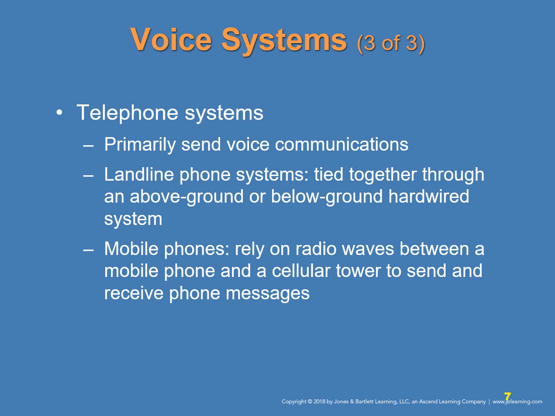Telephone systems. Telephone systems primarily send voice communications. Landline systems are tied together through an above ground or below ground hardwired system. Mobile phones rely on radio waves between a mobile phone and a cellular tower to send and receive phone messages. Smartphones use advanced operating systems that combine the features of a cellular phone with those of a personal computer and global positioning systems, also known as GPS.